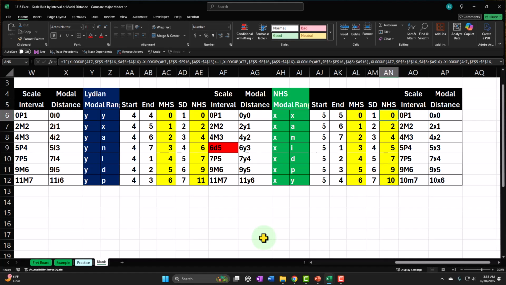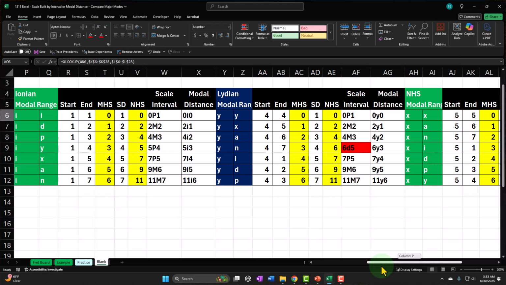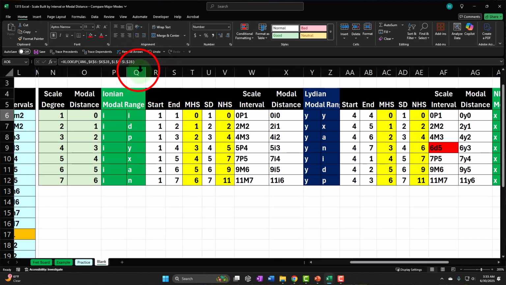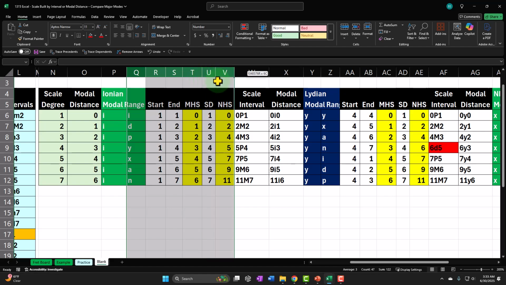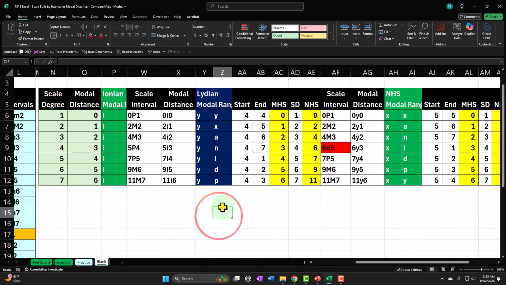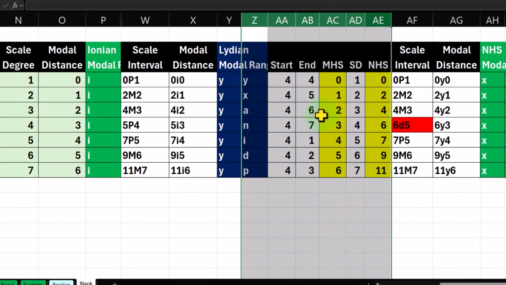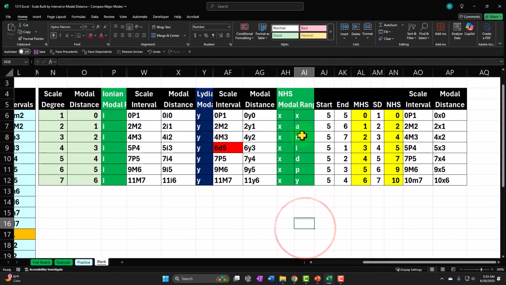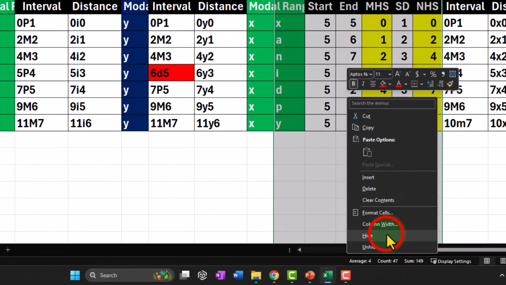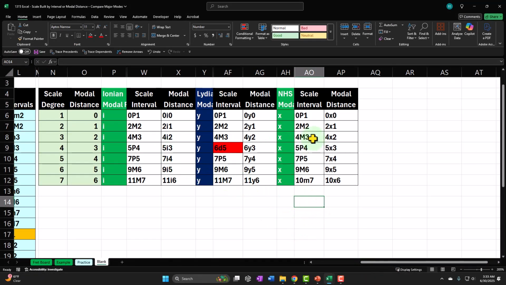All right. So what are the distance in this way? Let's go ahead and hide this again. I'm going to hide from here to here. Let's hide these. Right click and hide. And then I can hide from here to here. Right click and hide. And then I'm going to hide from here to here. Right click and hide.